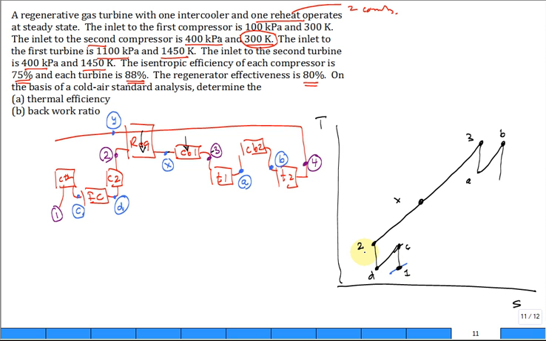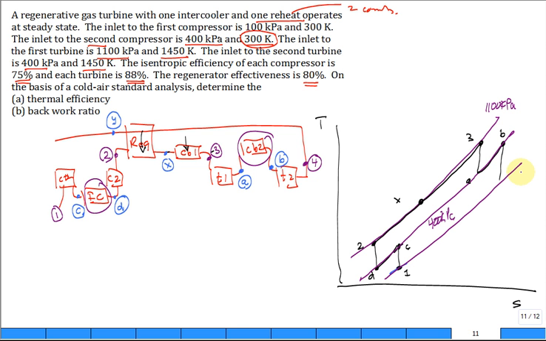Notice that for this problem, the pressure at 2, the pressure at X, and the pressure at 3 are all the same pressure, 1100 kPa. The pressure at A and B and C and D just happen to all be 400 kPa. They don't have to be. That intermediate pressure for the intercooler could be different than for the second combustor. But for this problem, they're the same pressure, 400 kPa. And then this pressure right in here is my 100 kPa. True? So let's put on here, this is state 4.